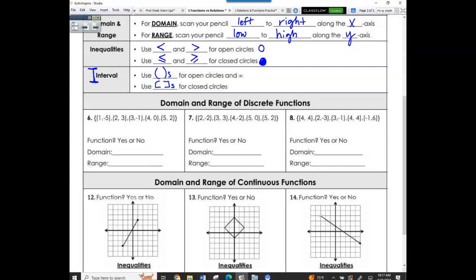You gotta answer me. So that's how I check on whether or not you know what you're talking about. How many points are in here? (5, 1), (-5, that's a point). (2, 3), that's a point. (3, -1), that's a point. (4, 0), that's a point. (5, 2), that's a point. So there's 5 points. That's discrete because it's just 5 points on the graph.